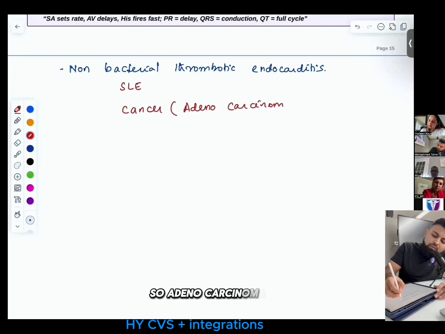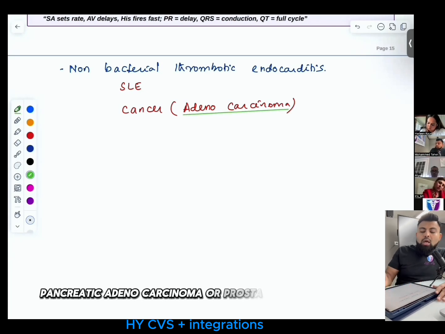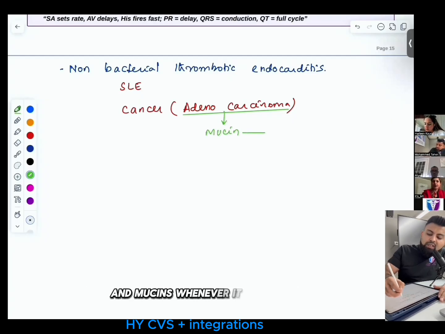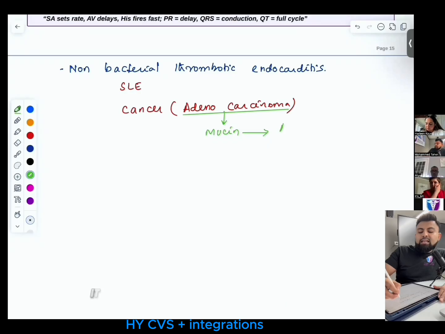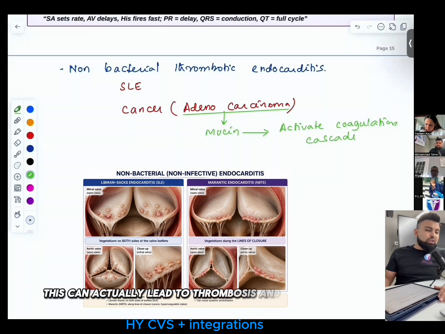So adenocarcinoma, any of those, pancreatic adenocarcinoma or prostate adenocarcinoma. Adenocarcinoma is gland, and glandular secretions are mucinous. And mucin, whenever it is secreted, will activate the coagulation cascade. Mucin can activate the coagulation cascade. Now, this can lead to thrombosis and clot formation.